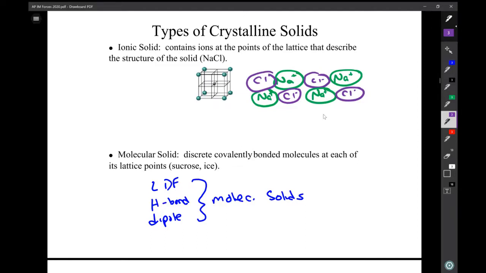Again, it's all ions, so it's metal and nonmetal. So sodium chloride, copper(II) sulfate, magnesium nitride: anything where it's a metal positive ion and a negative ion.